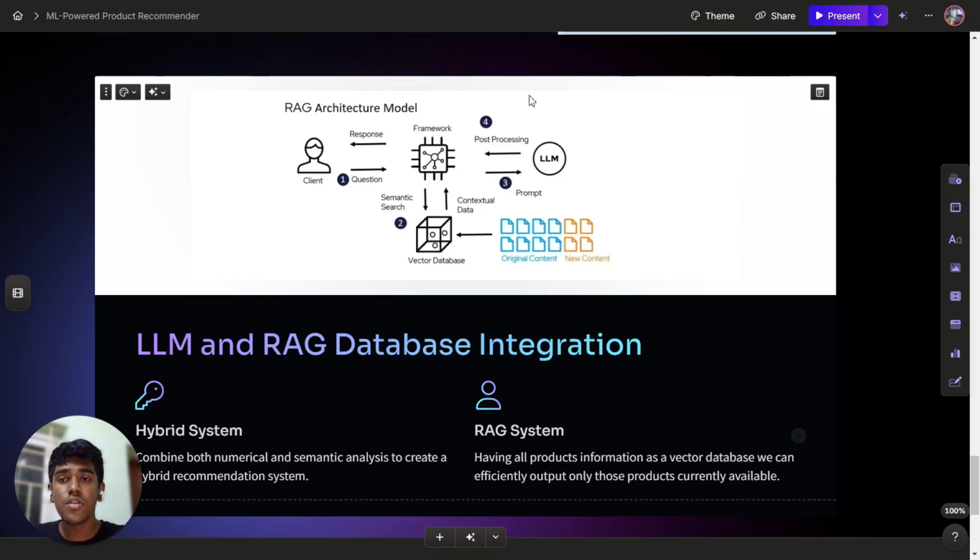While we can use this semantic approach, we also have a clustering approach. We can combine both the numerical and the semantic analysis to create a hybrid recommendation system. I think this will be a far better approach than any of the systems so far. And this is my presentation. Thank you.